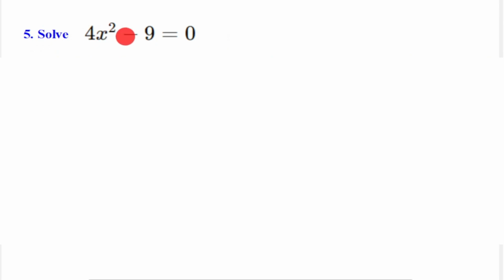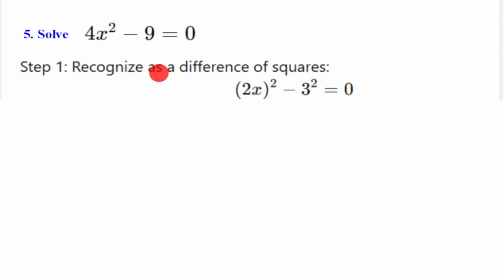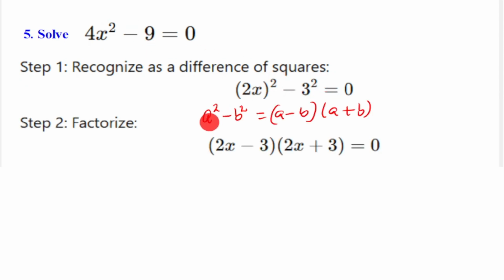Solve 4x squared minus 9 is equal to 0. Step 1: Recognize it as a difference of squares. When we rewrite, 4x squared can be written as (2x) squared, and 9 is 3 squared. By using the rule a squared minus b squared is equal to (a minus b) times (a plus b), let a be 2x and b be 3. Then this becomes (2x minus 3) times (2x plus 3) is equal to 0.